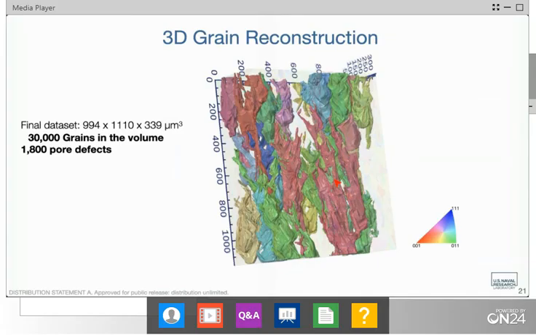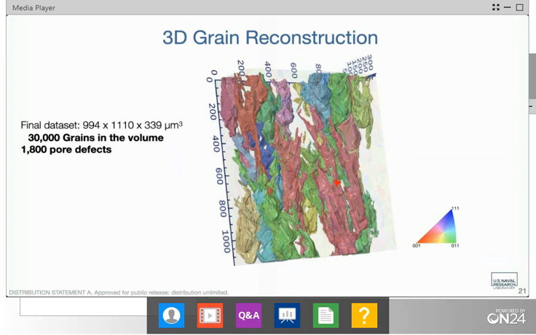Now, the other thing that is remarkable is that there are still 30,000 grains within this volume. While these 40 grains are taking up the vast majority of the volume, most of the grains in the reconstruction are extremely small. They're very small. And there's also 1,800 pores that we identified. So it's just a very interesting microstructure. To have that breadth of grain size within the AM sample is something that was completely unexpected, as well as the ability to have these very elongated grains.